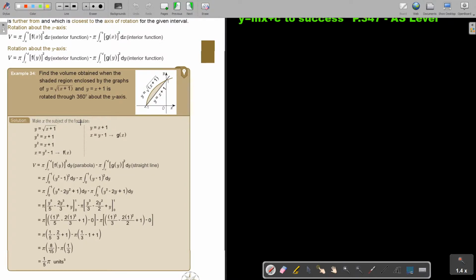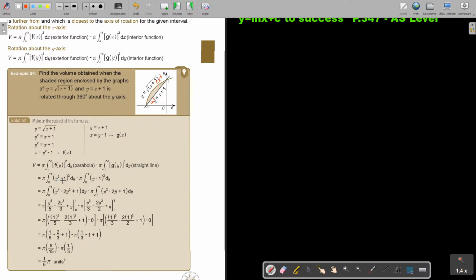Make x the subject of both formulas. So square this side, x, and then this is x. Then the same here, take that one over, and this is g. Now don't forget, if it's towards the y-axis, this one is the x. Let's call it exterior, outer or exterior, and this is inner or interior. So it's going to be the exterior minus the interior, the parabola minus the straight line, and don't forget to square. Now as soon as I do this, I'm going to integrate.